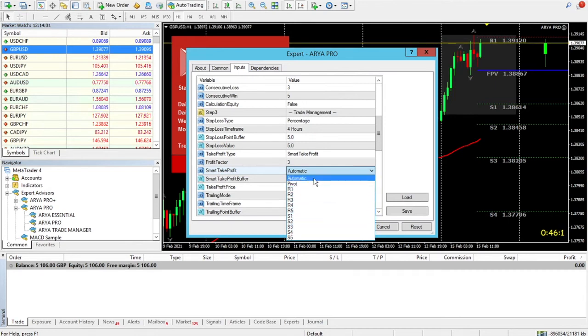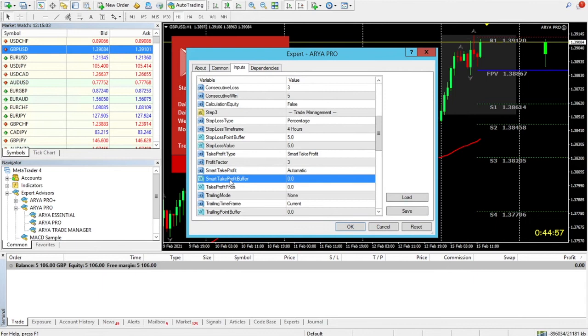With Automatic, ARYA will place the take profit on the most appropriate level. R stands for resistance and S stands for support. So you can choose your choice of level, and ARYA will place the take profit on the pivot point, resistance level, or the support level you have chosen.